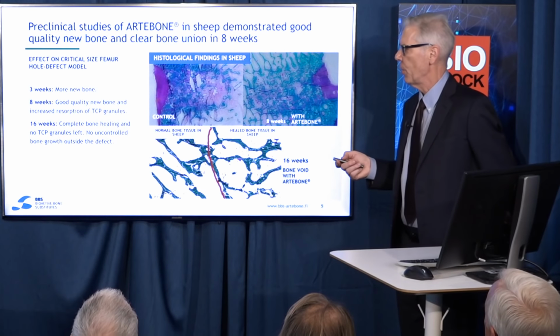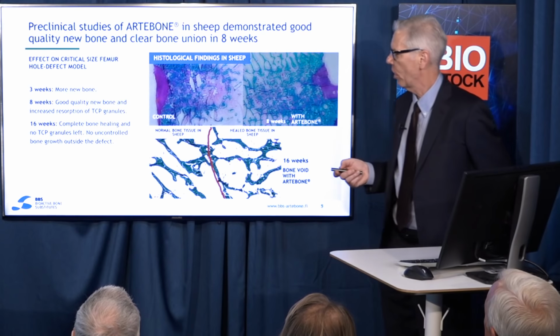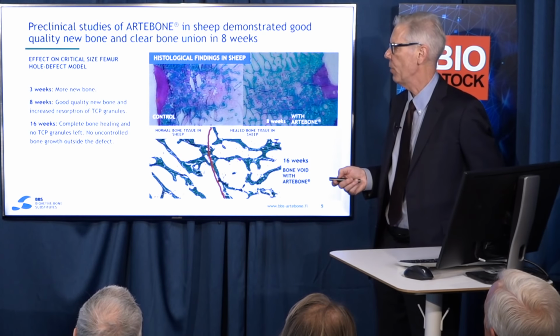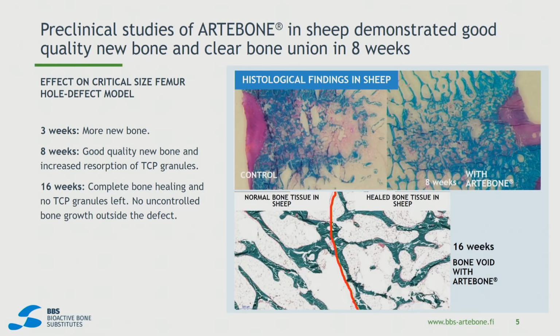This is a demonstration of how the ArtBone product works in a large animal model. This is a sheep, and I won't go through the histology on the left, but will simply summarize the results. Within 3 weeks, more new bone was grown. Within 8 weeks, there was good quality bone and increasing resorption of the TCP granules, and by 16 weeks, there was complete bone formation in this model. This was the last animal model that was needed before the company could proceed to human clinical studies.